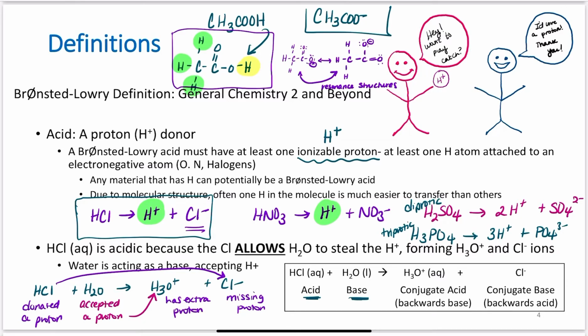The Bronsted-Lowry definition has what we call conjugate acids and conjugate bases. It means going in the reverse direction. Your conjugate acid was originally a base. If I went in the reverse direction, it would act as an acid. In the reverse direction of this reaction, this would be donating that proton. All acids have a conjugate base. If I went in the reverse direction, this would accept a proton.